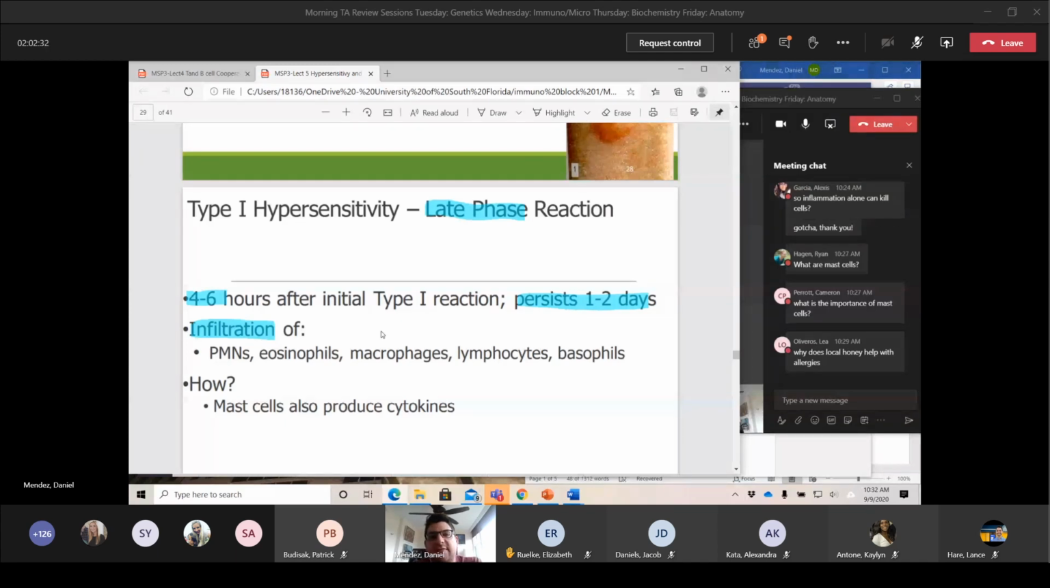So you see this in late phase. Make sure to not misconstrue the late phase of type 1 with type 4, because it is a different type of cell involved. In late phase with type 1, we're seeing neutrophils, eosinophils, macrophages, lymphocytes, and basophils. When we get to type 4, it's going to be a T cell mediated response.